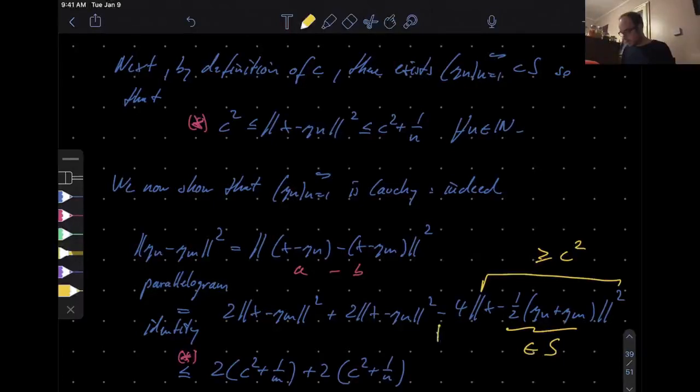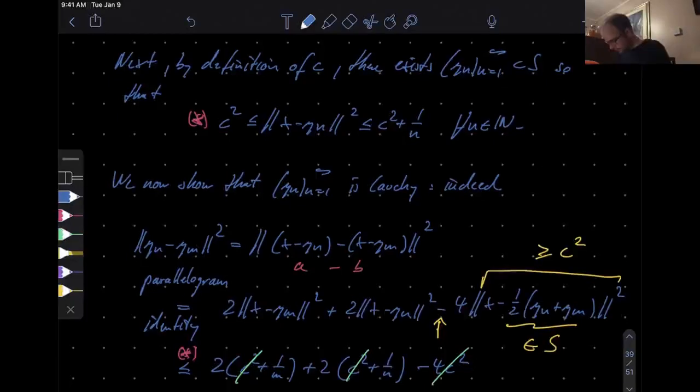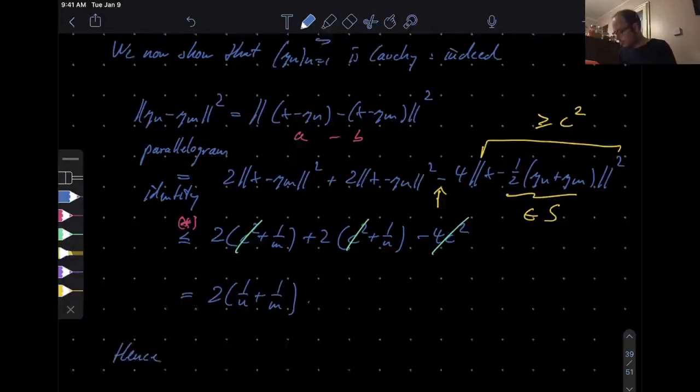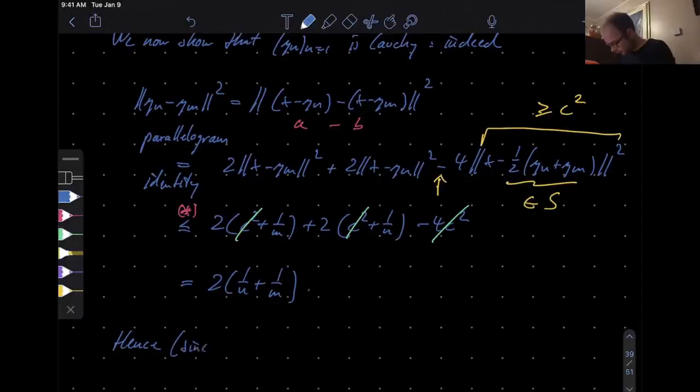And that's good because you have a minus here, right? So that gives you now an upper bound of the form minus 4c squared. All right? And then what happens here is you got a 2c squared and a 2c squared minus 4c squared. It goes out. And at the end, you survive with 1 over n plus 1 over m. And that guy, of course, as n and m become large, will go to 0. All right? Hence, since S is complete, because it is a closed set in a Hilbert space.